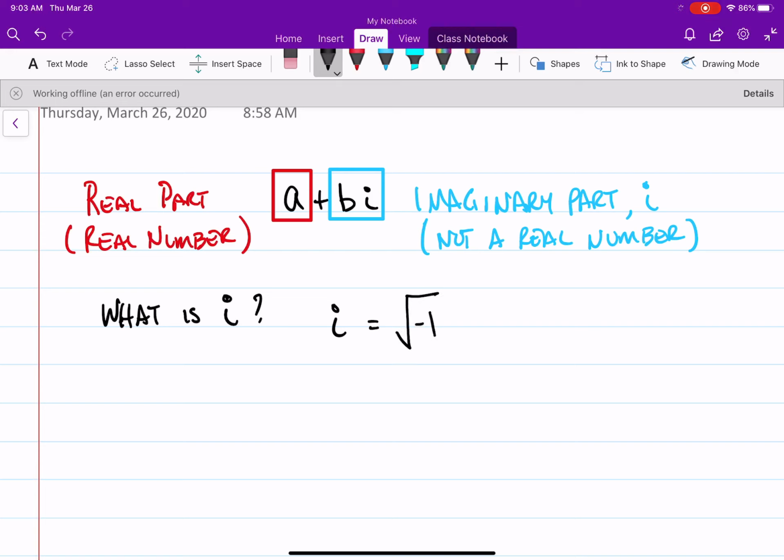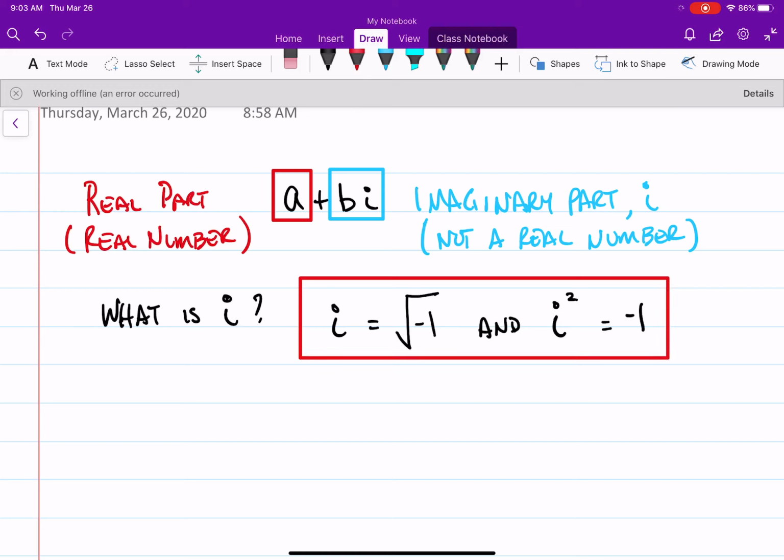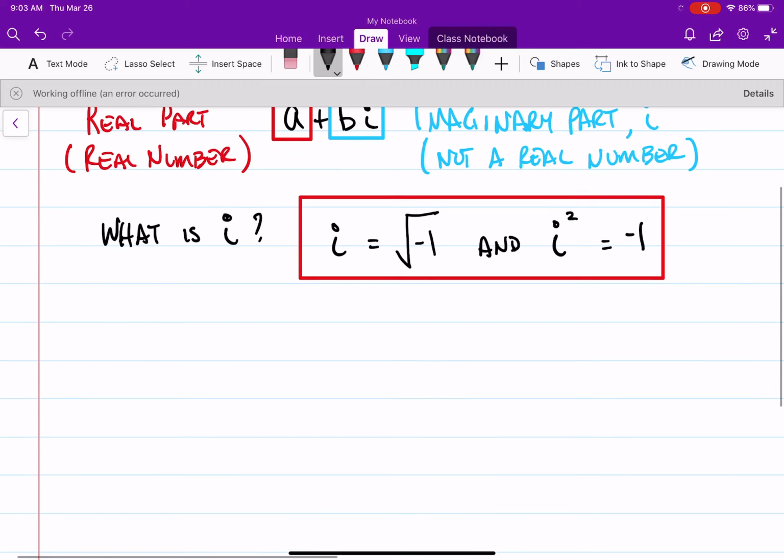If we think about this, if we were to square both sides, the left side would just be i squared. However, on the right side, the square and the square root would cancel each other out, leaving me with just negative 1. So these are the two pieces of information that are important to remember as we move along. Okay, so let's do some examples.